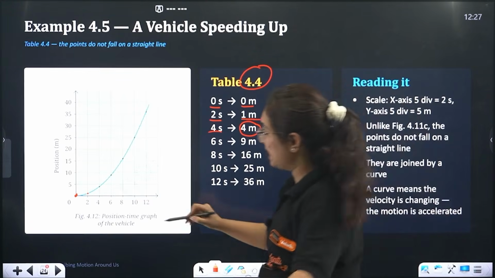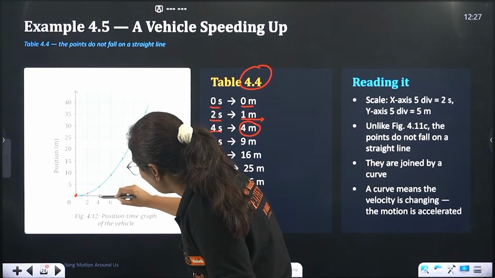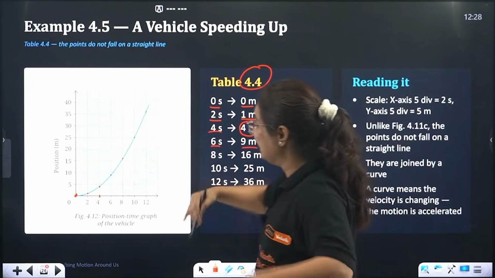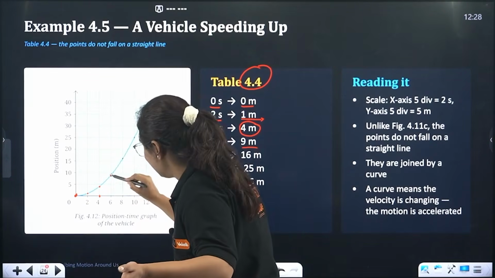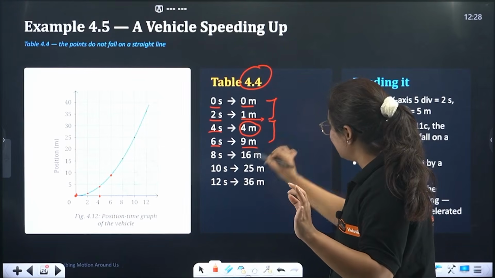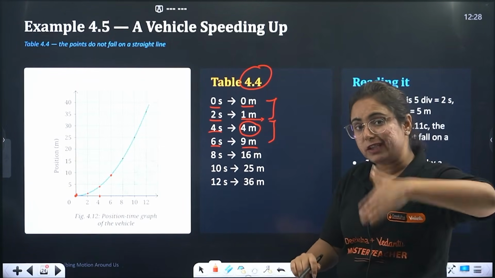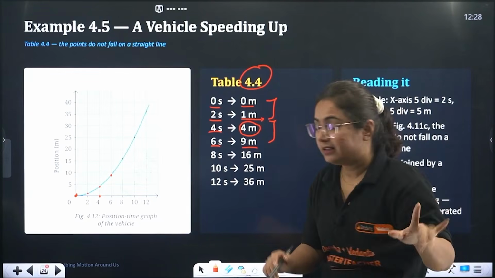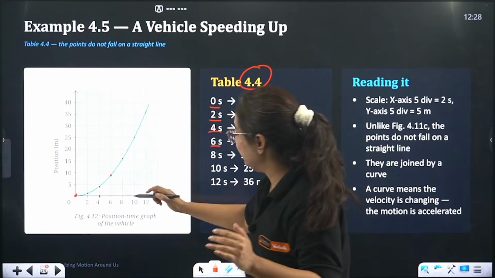The speed has been increased 4 times. So after 4 seconds, it moved to 4 meter. After 6 seconds, it is at 9 meter now. Okay? It is at 9 meter. Can you see that the difference in the distance is changing after an interval of time? Is it constantly changing? No. Right? The difference is not constantly changing.